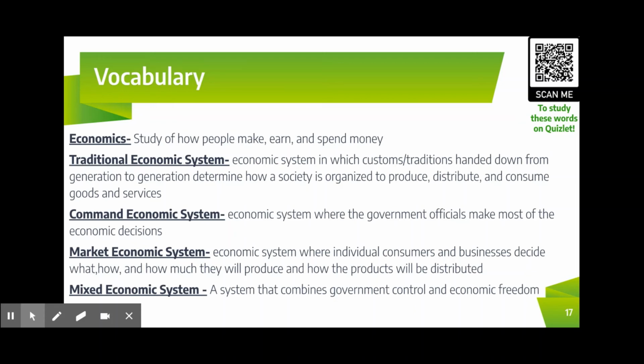Command economic system. Economic system where the government officials make most of the economic decisions. Market economic system. Economic system where individual consumers and businesses decide what, how, and how much they will produce and how the products will be distributed. Mixed economic system, a system that combines government control and economic freedom.